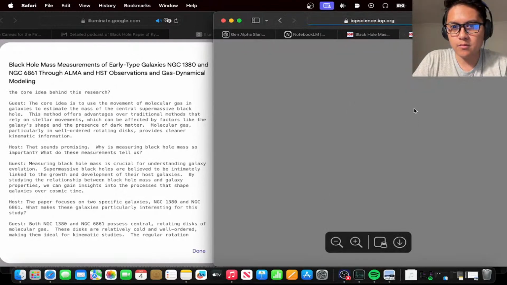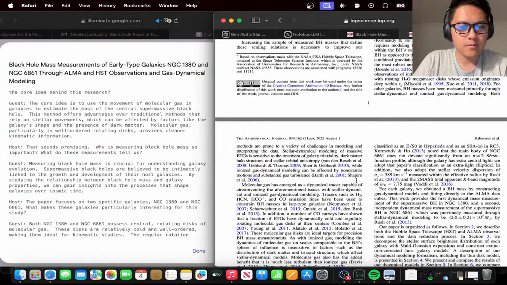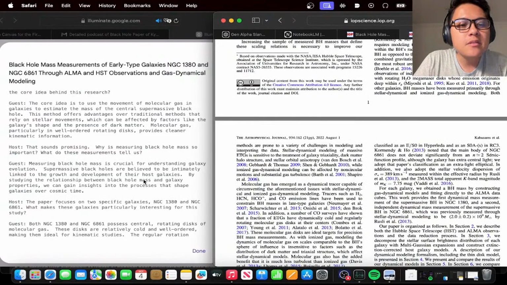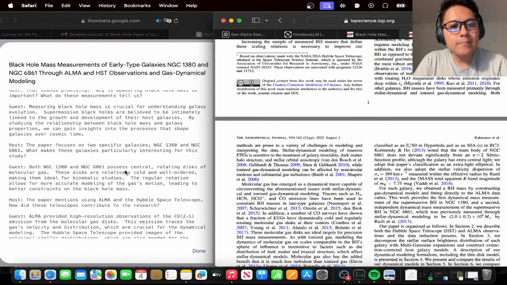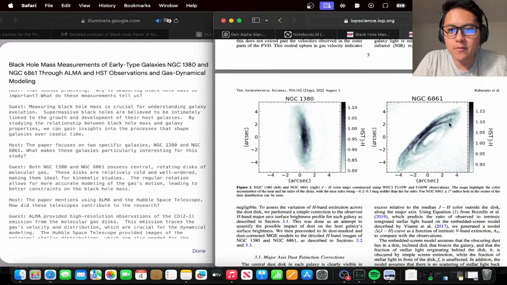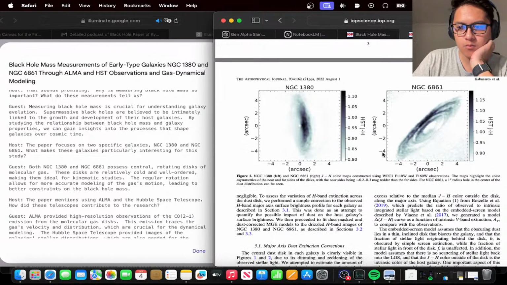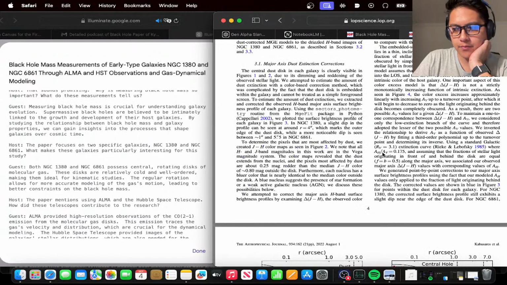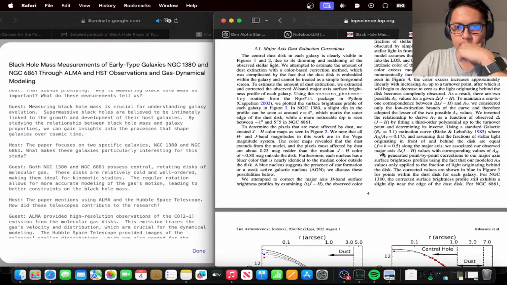The paper focuses on two specific galaxies, NGC 1380 and NGC 6861. What makes these galaxies particularly interesting for this study? Both NGC 1380 and NGC 6861 possess central rotating disks of molecular gas. These disks are relatively cold and well-ordered, making them ideal for kinematic studies. The regular rotation allows for more accurate modeling of the gas's motion, leading to better constraints on the black hole mass. The paper mentions using ALMA and the Hubble Space Telescope.